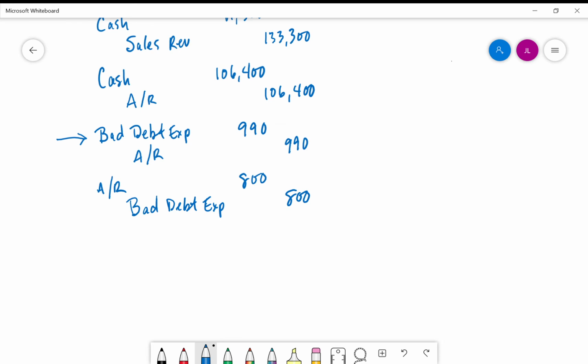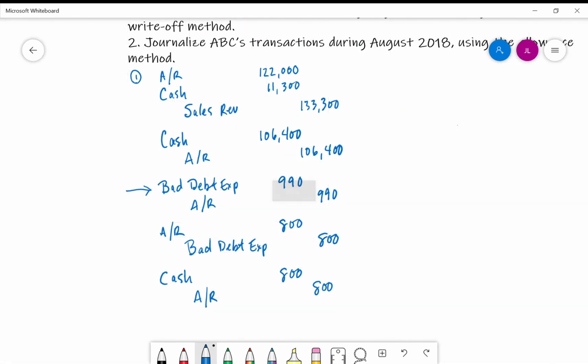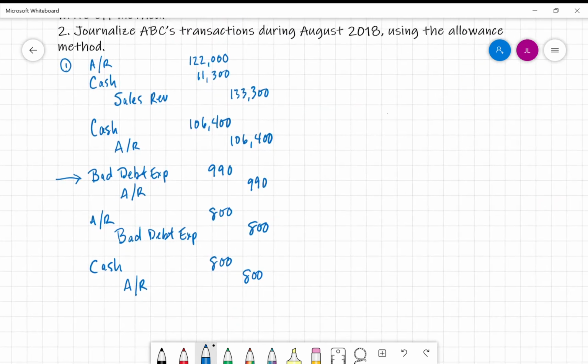And the last part here is since we collected the money, we received cash. So we debit cash for $800, and then we credit accounts receivable for $800. Now that is the direct write-off method.